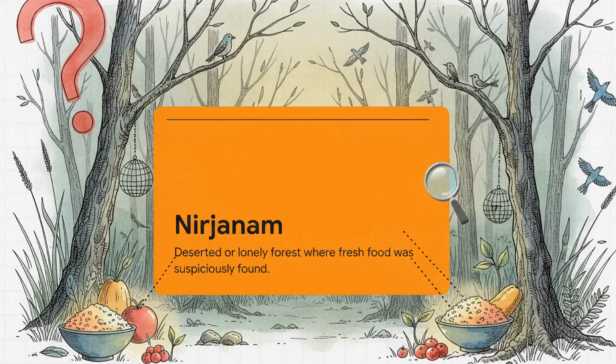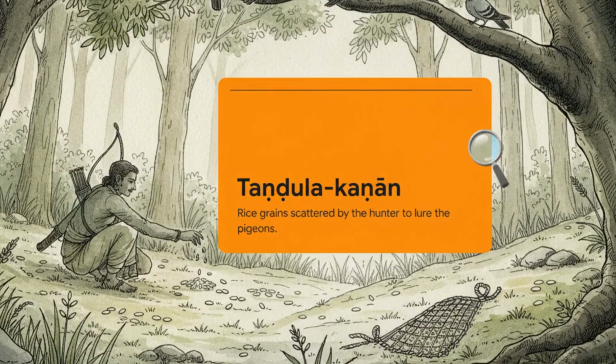Whenever you see this word on the exam, you should immediately recognize it as the major red flag in the story. Chitragriva uses this concept to challenge his flock. Prompt yourself to ask the exact same question he did. Why on earth would there just be perfectly fresh food lying around in a totally deserted forest? And what exactly was that highly suspicious fresh food? Well, it was tandula kanan, or rice grains.